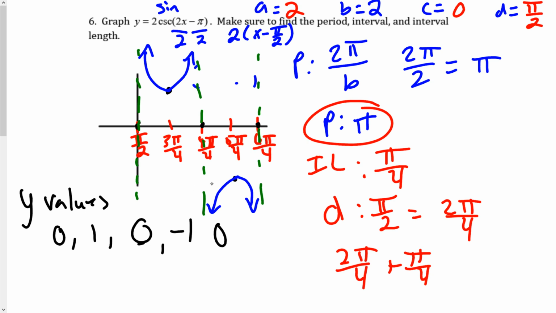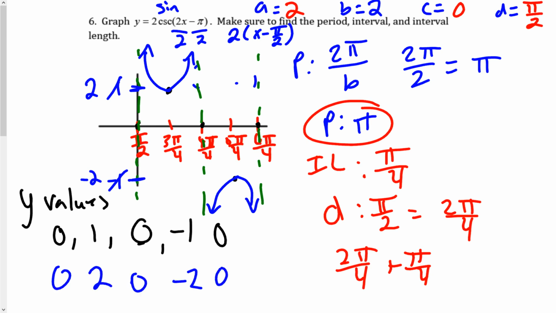Now we just have to multiply these y values, this negative 1 and 1, by our a, which is 2. So we multiply 1 by 2 and we get 2. We multiply negative 1 by 2 and we get negative 2. And then we would add our c if we need to, so we adjust those values. So there's our graph: 0, 2, 0, negative 2, 0, after we multiply by our a. All right, so there's your graph for that one.